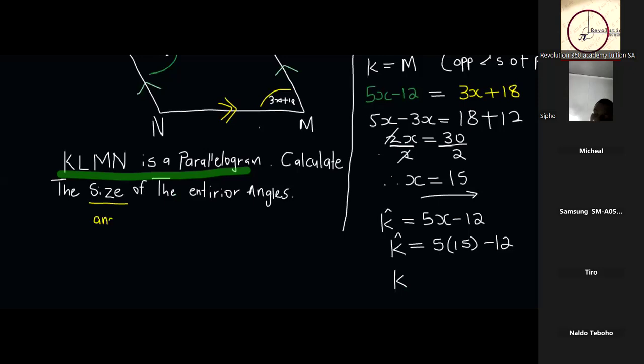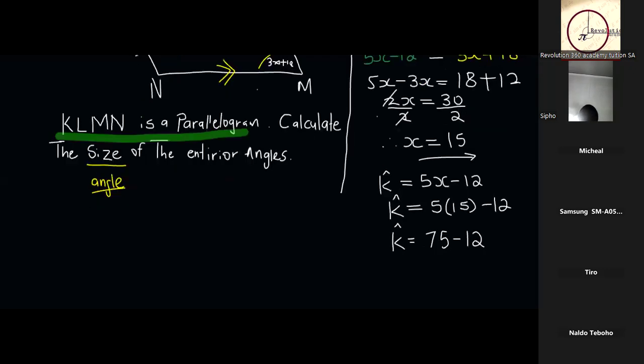And then from there, angle K equals what is 5 times 15? Is it 45? I'm not sure. It can't be 45, it's more than that. 75. Yeah, 75 minus 12. So what is 75 minus 12? 63. Therefore, the size of angle K is 63 degrees.